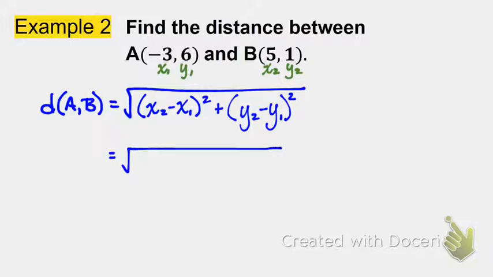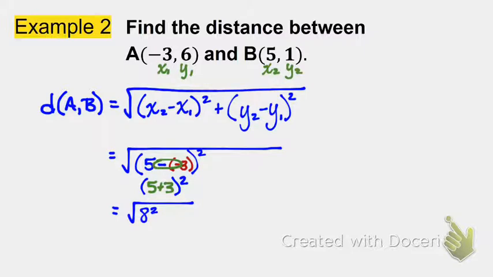It doesn't matter which point you call point 1 and which one you call point 2, as long as one of your ordered pairs is the x1, y1, and the other ordered pair is x2, y2. So I'm going to have 5 minus, but what is my x1? Negative 3. So I'm doing 5 minus negative 3 squared. And what happens when I subtract a negative there? It becomes a positive. So this is really 5 plus 3 that we're going to be squaring. So I'm going to have the square root of 8 squared.